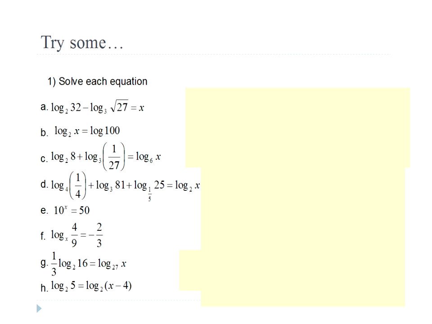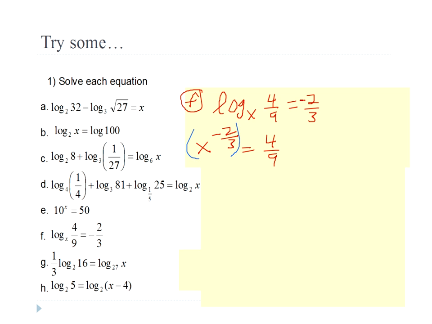Question F. Log to base x of 4 over 9 equals negative 2 over 3. Well, there's not much I can do in log form, so let's get it out of there. X to the negative 2/3 equals 4 over 9. So again, I'm solving for the base here, so I'm going to raise both sides to the negative 3 over 2.